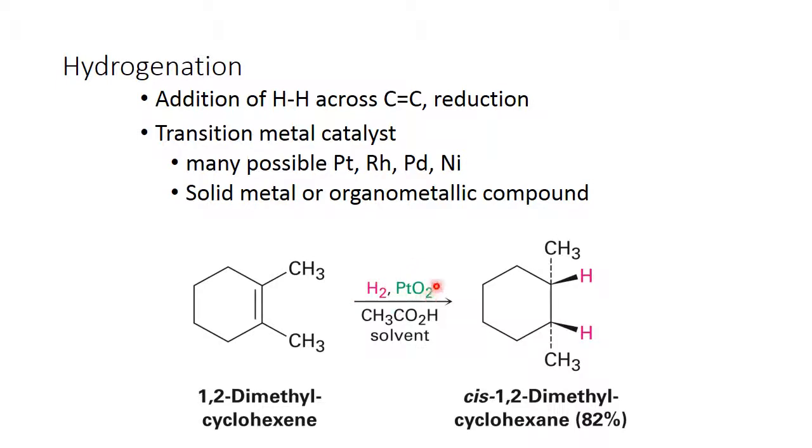To add hydrogen across a double bond, you have to have two things. You've got to have hydrogen gas and you've got to have a catalyst. These other things like acetic acid or some other solvent, those things are not the key to it. The key is having hydrogen gas and a metal catalyst.